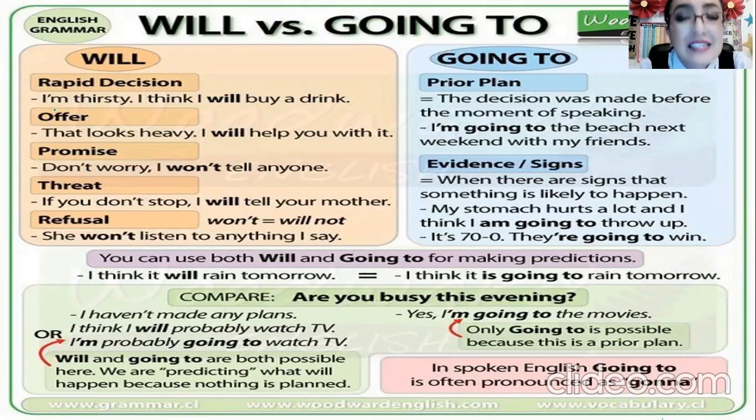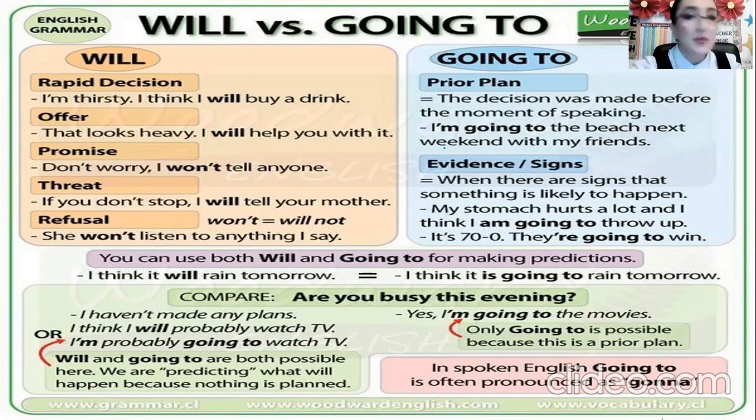She, he, it, we, and they. That's where we are going to be using will. Okay, but then we are going to be having going to. And when we are going to be having going to, well, going to is going to be, as the name says, going to.